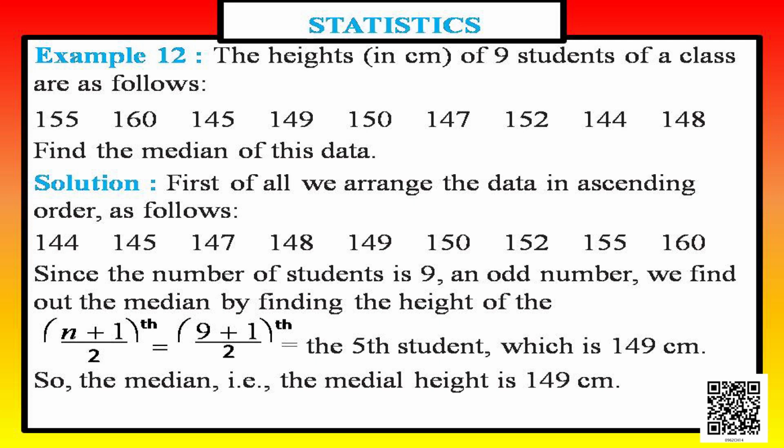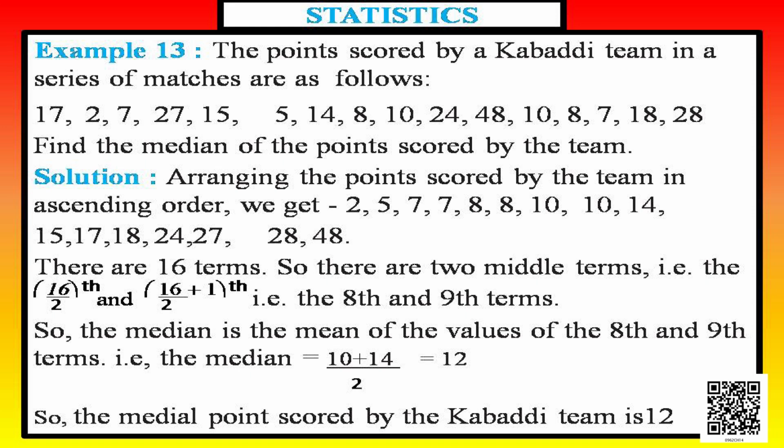Now, let us focus on example 13 where we have the number of observations as an even number. Example 13 says the points scored by a kabaddi team in a series of matches are as follows: 17, 2, 7, 27, 15, 5, 14, 8, 10, 24, 48, 10, 8, 7, 18, 28. Then find the median of the points scored by the team. Now, look at the solution.